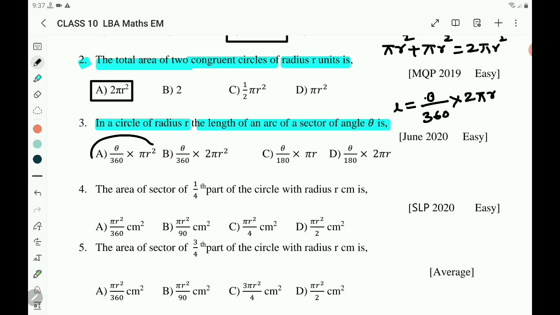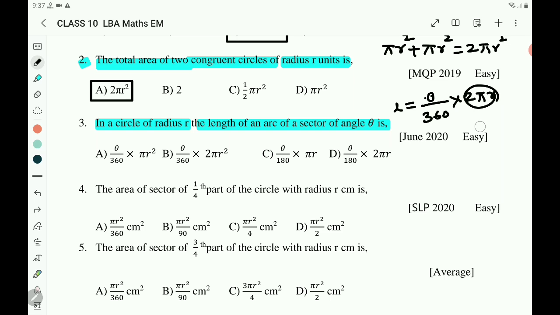Here you observe theta by 360, pi r square is there. It is an area of the sector. Theta by 360 into pi r square is there. It is not the answer. And here theta by 180 into pi r is there. So omit these two answers. Out of these two, which one is true? Here 2 pi r is there, 2 pi r is there. But if 2 pi r is there, means theta by 360 must be there. This is also not the answer.